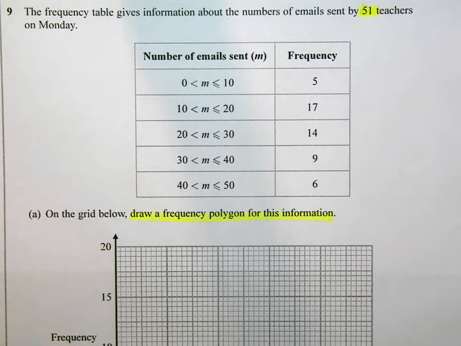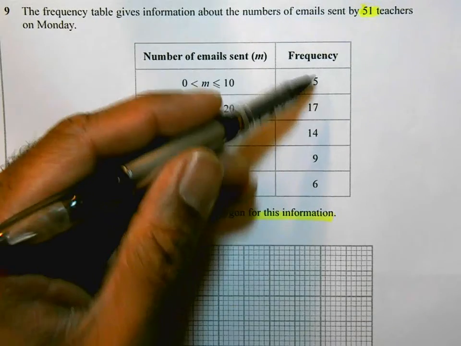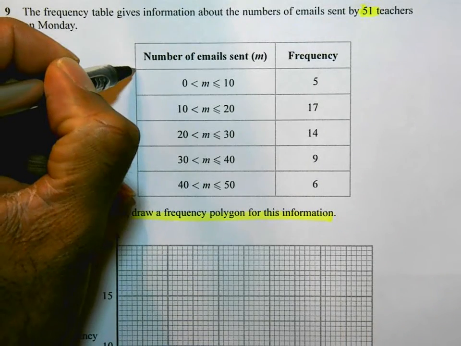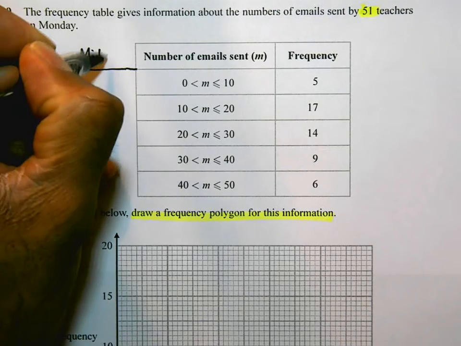So once I've seen that the question wants me to draw a frequency polygon, I should know straight away that I need to plot the midpoints of the groups against the frequency and join them up with straight lines. That's pretty straightforward, but you just need to make sure you know that fact. So I'm going to first of all find the midpoints of the groups.